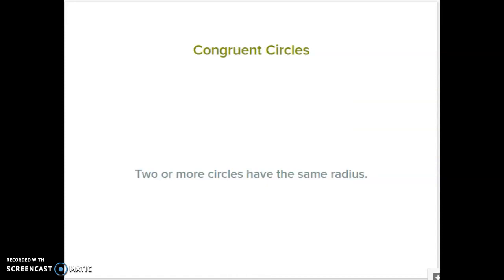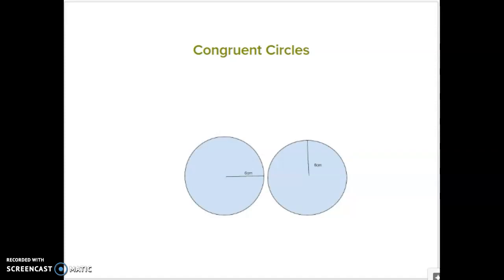Next, congruent circles. Congruent circles are two or more circles that have the exact same radius. So in my picture here, I have two radii that are 6 centimeters, so these two would be congruent. That's the only dimension that we need to know in order to tell if these two circles are congruent to each other. Unlike triangles and other shapes, where we need more things like angles and sides and all of that, for a circle we just need to know that the radius is the same and they're congruent.